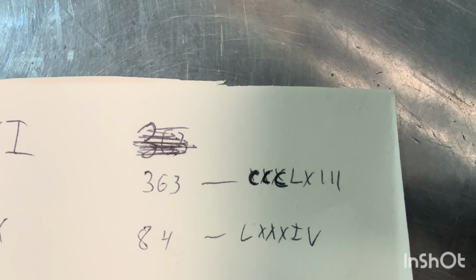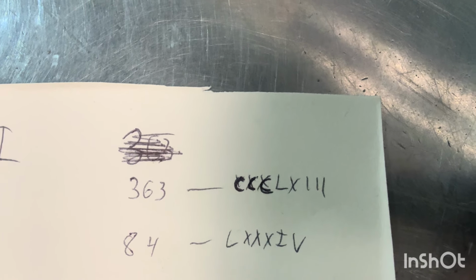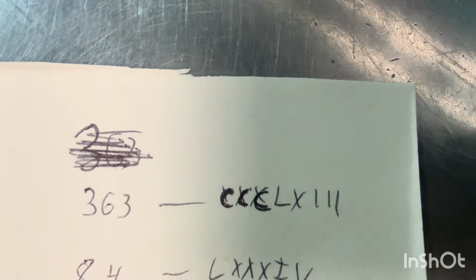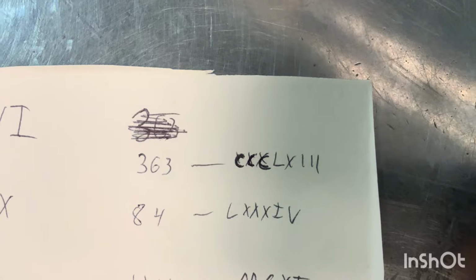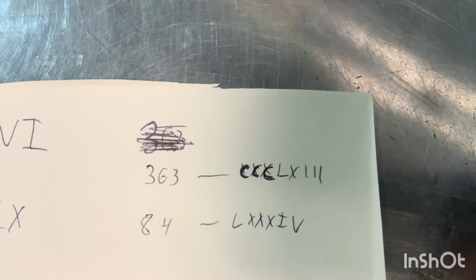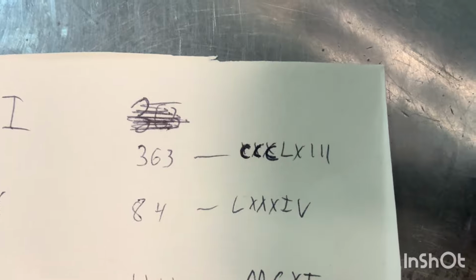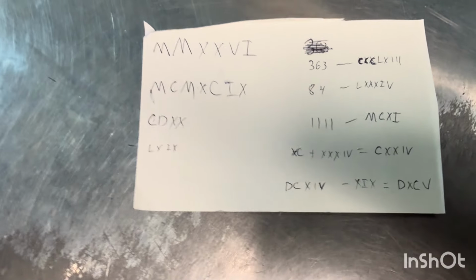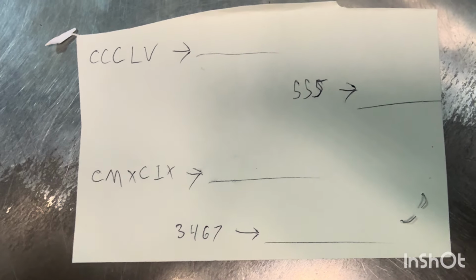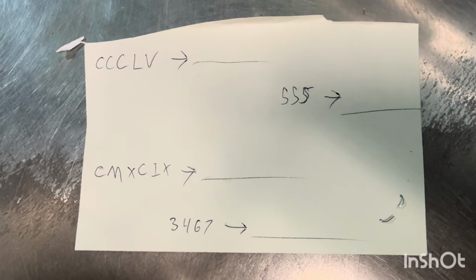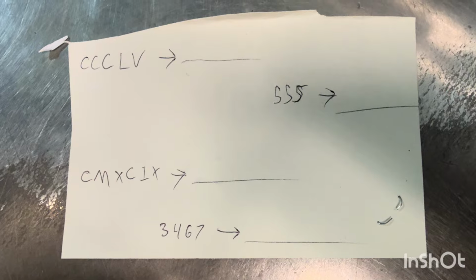363 is CCCLXIII, and you may notice I wrote XXX at first because I wasn't paying attention. CCC is 300, LX means 10 more than 50, and then 3. I wrote down these if you want to do them yourself. I'll have the answers in the comments.